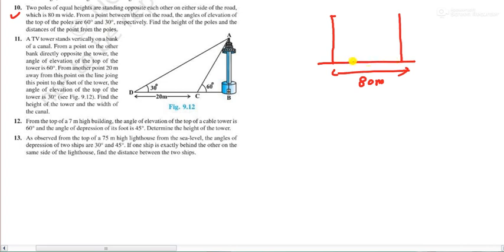The point can be anywhere. Let me take it as this point. You can take it here also. We don't know where exactly it is located. The angles of elevation of the top of the poles are 60 and 30. So on one side it is 30 and on the other side it is 60.